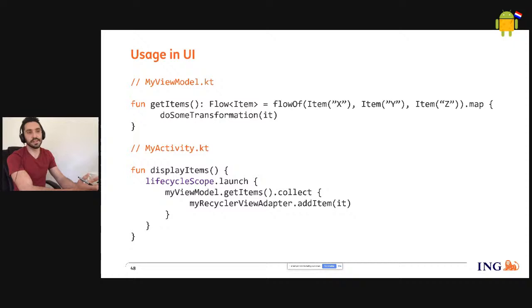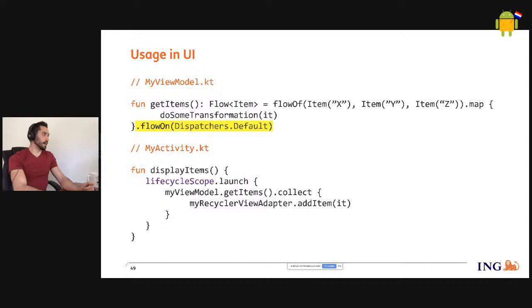Say we also have an activity, and from the activity, using the lifecycleScope, we're allowed to call launch and create a coroutine from there. We can get a reference to the items and then collect them. Each item will be added to some, in this case, RecyclerView.